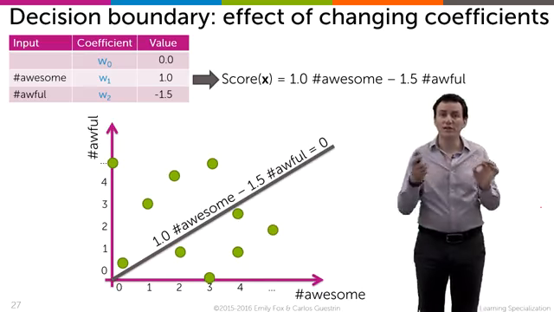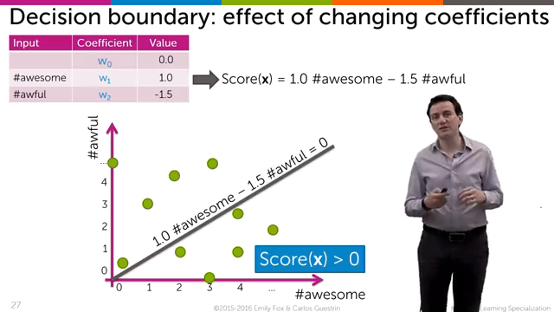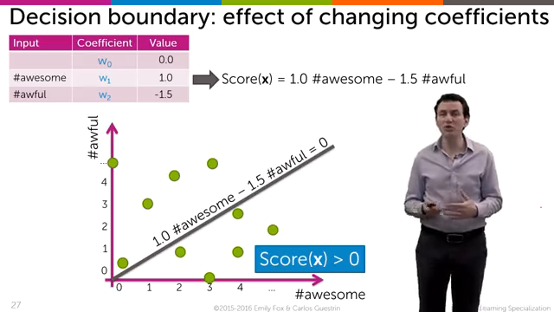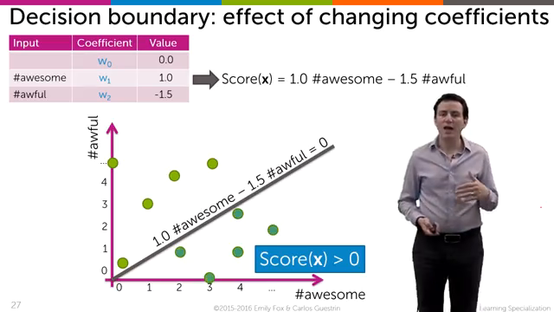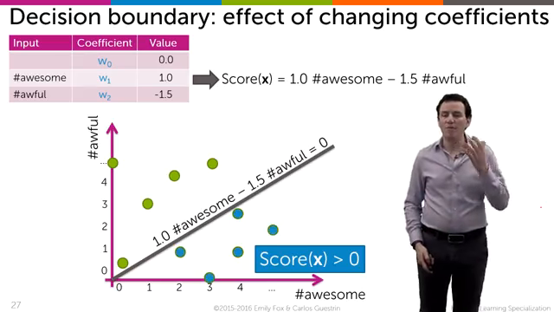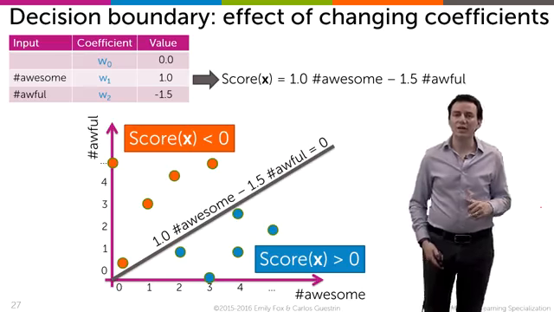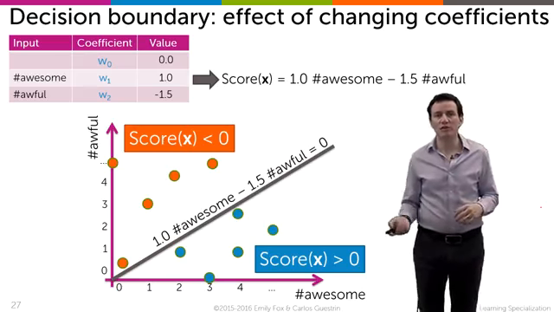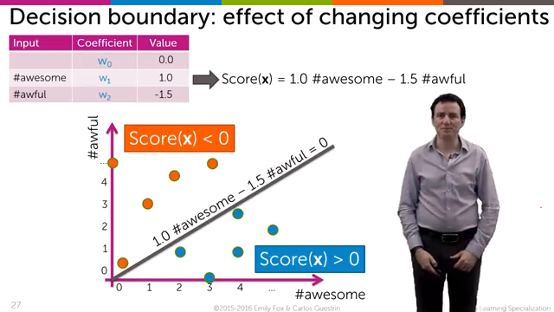And that's how we got the decision boundary where the score below the line was greater than 0 and the score above the line was less than 0. And that's what made our predictions be positive on one side and negative on the other.